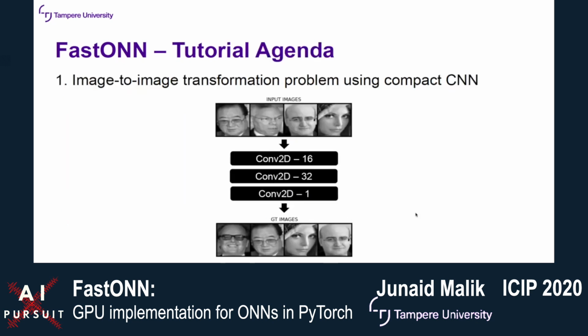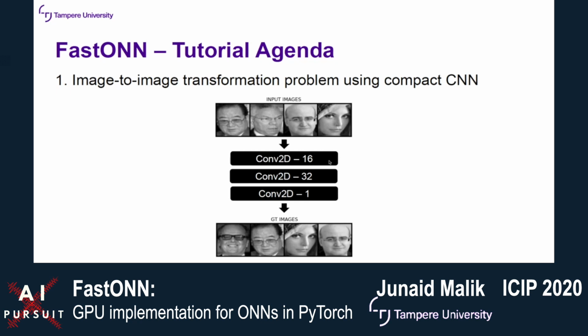So the problem that we will now be going through in this tutorial is an image-to-image transformation problem. So we will be using very compact architectures to deal with this problem. The problem involves translating 4 unique images to 4 unique output images. So we expect the network to not only go from one face to another face, but also learn such translations for all the 4 different faces.